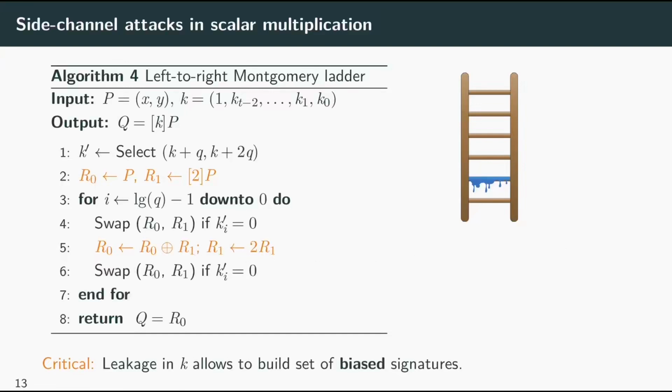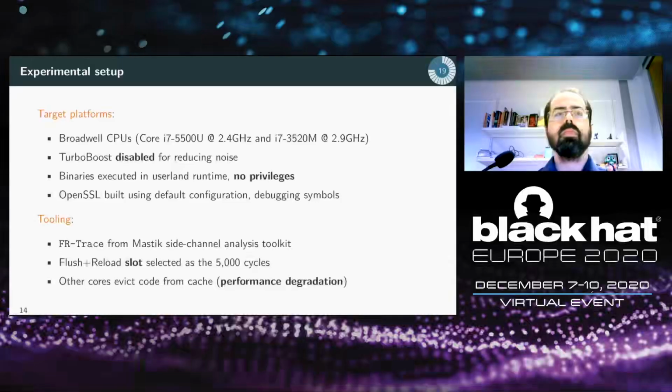If the attacker is able to observe these differences on the first iteration of the loop, it can actually split a large number of signatures in 2 sets, which are, from the attacker's perspective, biased because they share the same top bit in the scalar or in the nonce.